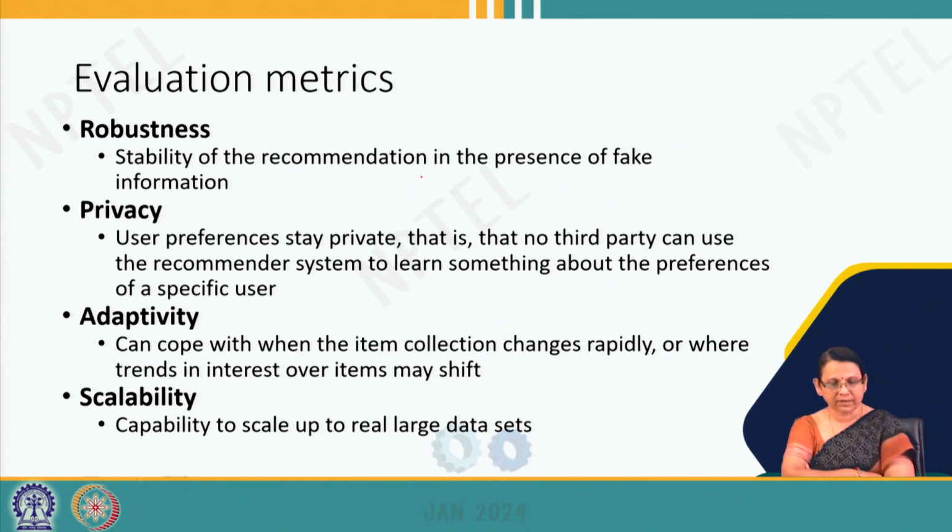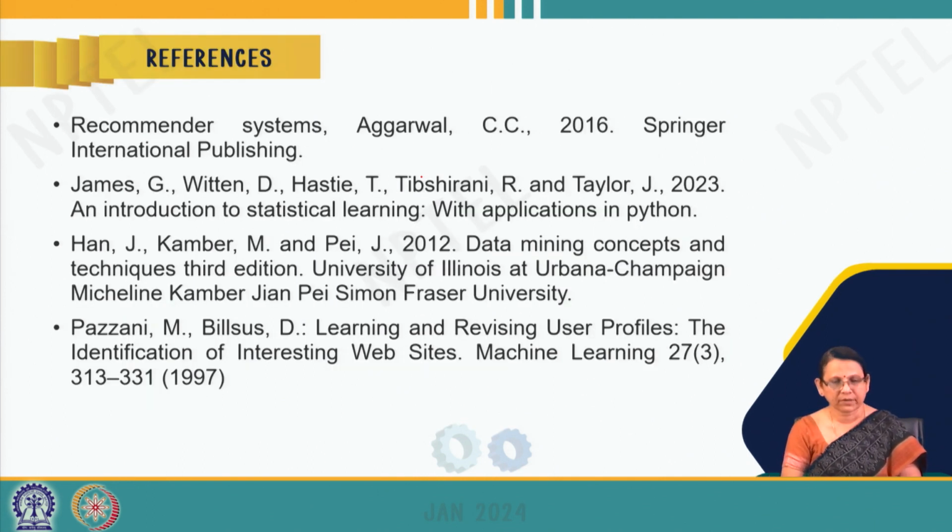Next is adaptivity. It is about finding out if you can cope when the item collection changes rapidly. So, new items are getting added very fast. You should be able to predict, with the new addition of items, how the users' interest is shifting. And the last one is scalability, which shows the capability to scale up to a really large data setting.